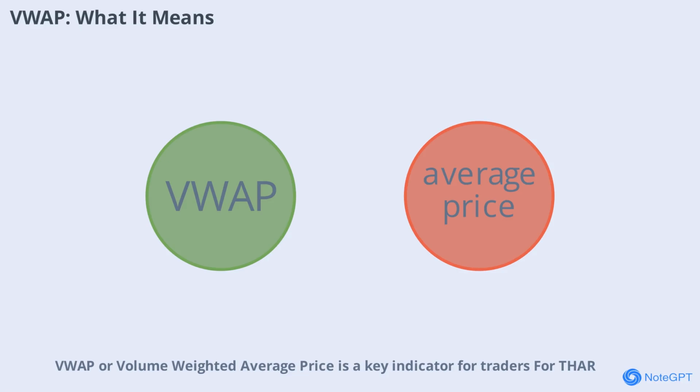VWAP, or volume weighted average price, is a key indicator for traders. For THAR, the VWAP is at 4.0802, well above the current price of 3.6. This means the stock is trading below its average price since the August surge, reflecting the depth of the correction. When a stock trades below VWAP, it often signals weakness or a lack of buying conviction. Monitoring VWAP can help traders spot potential reversals or continued downtrends.